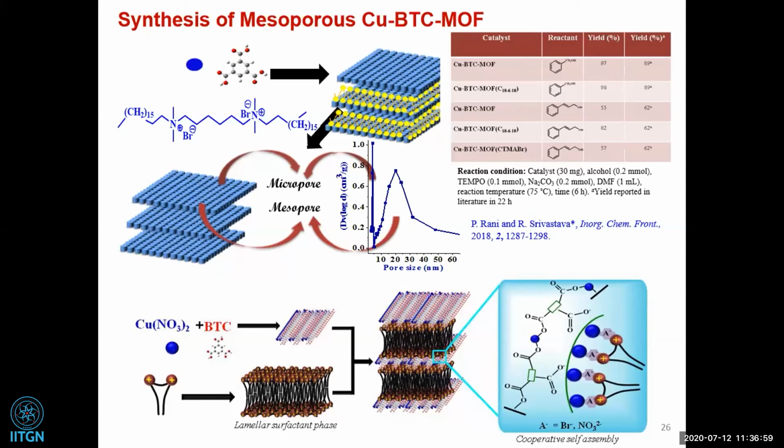Again, we used the same dicationic structure directing agent, and we prepared the mesoporous MOF. What you can see here is that the copper BTC MOF, a mesoporous MOF, was prepared. This dicationic structure directing agent formed the lamellar surfactant, and the copper BTC formed the coordination layer. Because of the weak electrostatic interaction, it formed the mesophase, and since it is weak electrostatic, you can easily remove it by solvent extraction, and you can see that this material has mesopores. So we have a micropore and mesopore MOF, and it exhibited better CO2 adsorption and catalytic activity for bulky molecule oxidation, which has been shown here in this table.